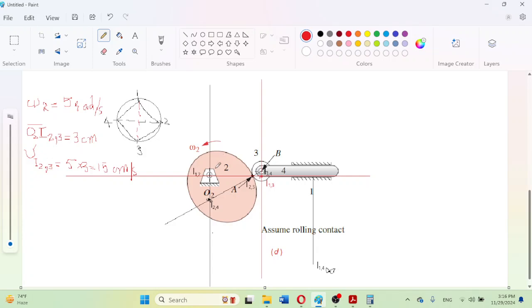So what will be the direction of this velocity at this moment? Because the angular rotation is in the counterclockwise orientation, the velocity at this instant of this point will be in the vertical orientation, because this line is almost horizontal, so the velocity will be perpendicular. So this is the velocity of instant center I2,3. So the velocity of this common point has been found.